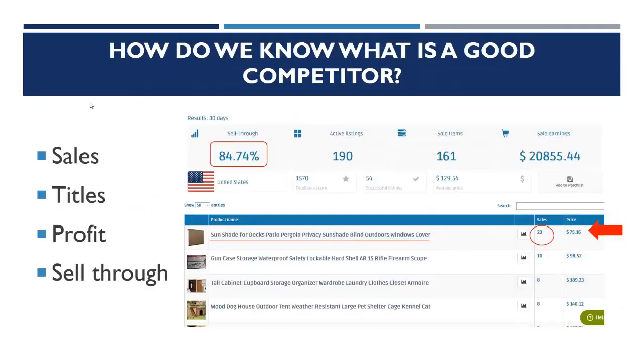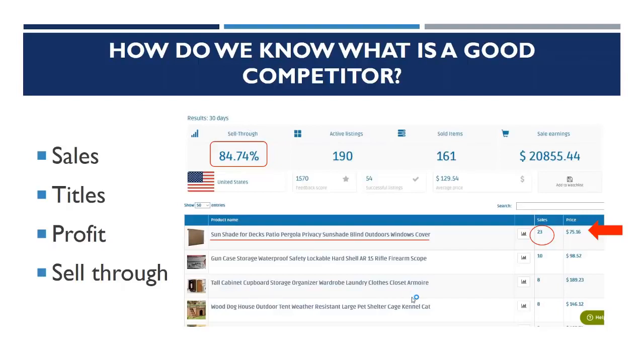Next part, how do we know what is a good competitor? Okay? It is very important. Why? Because we need to decide if we're going to check the product of this seller or if we're going to go for the next one. Okay? So, the first important thing is sales. We want to see products with a lot of sales, like the one you see here, sold over 23 times in the last 30 days, or 10 times in the last 30 days. We want to see that this guy has a lot of sales compared to his active listings. Okay, it's very important. This is the sell-through.